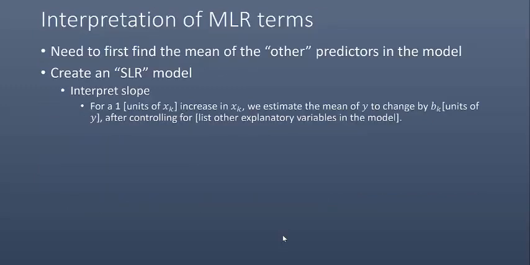When interpreting slope coefficients for predictors in the multiple linear regression model, we must first hold the other predictors constant at their mean, then find the simple linear regression model accounting for the other predictors in the model. The slope coefficient is measured as: for a 1 unit increase in the predictor variable, we estimate the mean of the response variable to change by the slope for the predictor variable in units of y, after controlling for all the other variables in the model.